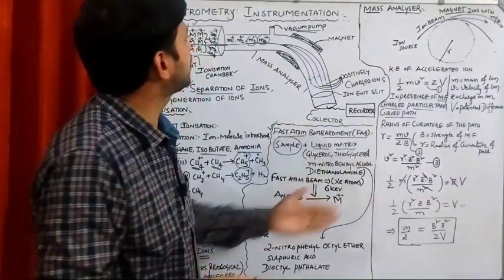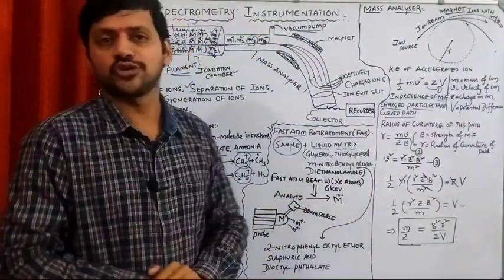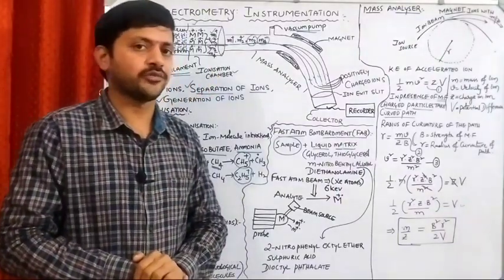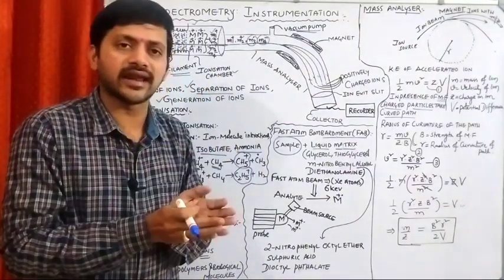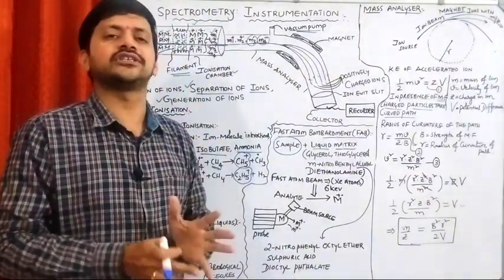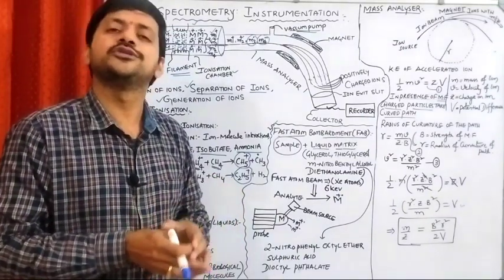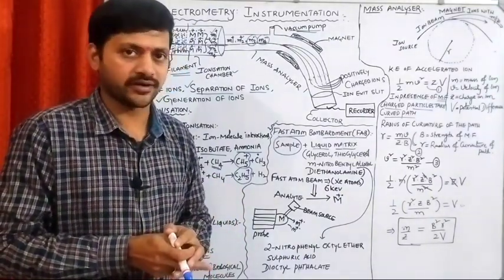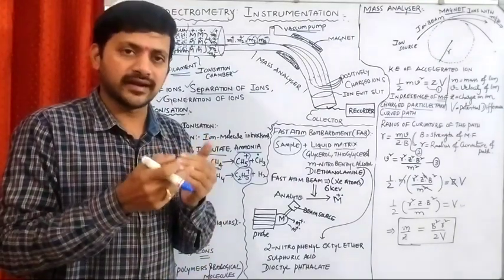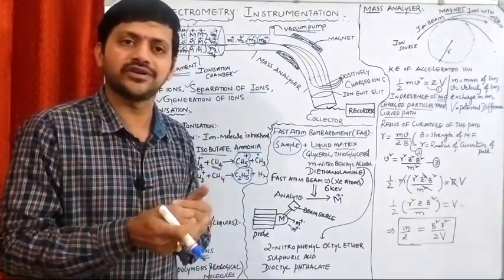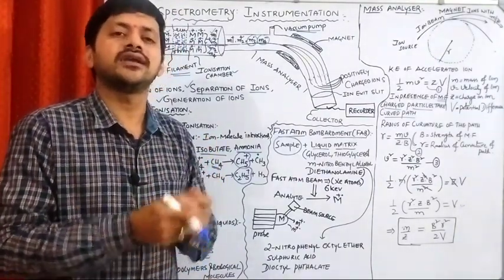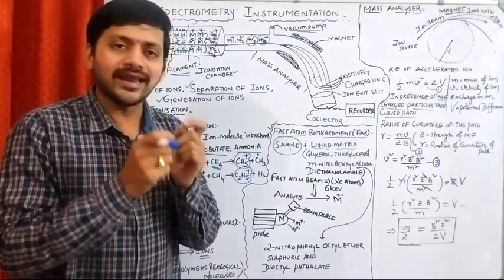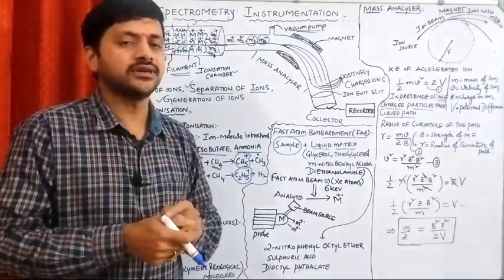So this is about the instrumentation of mass spectrometry. In this way we can recognize all kinds of positively charged ions by using mass spectrometry. Okay, so in the next video or the last video, we will be having some real examples and fragmentation discussion.